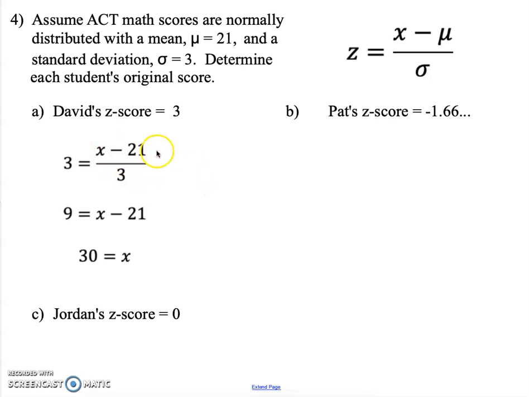So plugging it in looks like that. Cross multiply, 3 times 3, I get my 9, and then add 21 to both sides. So David got a score of 30. Do the same with Pat and Jordan.